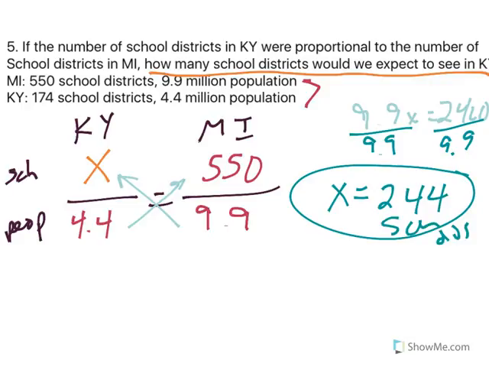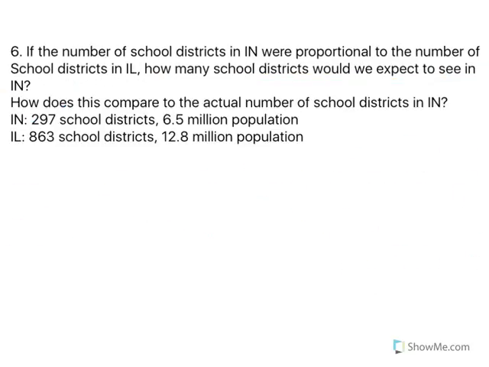school districts in Kentucky. Well, you can see Kentucky only has 174 actual, right? This is the actual, this is the estimate. So if Kentucky was like Michigan, they would have to build 70 more school districts, not just school buildings, school districts to be like Michigan in terms of school districts per capita. Big difference. And number 6, let's do another one of those.